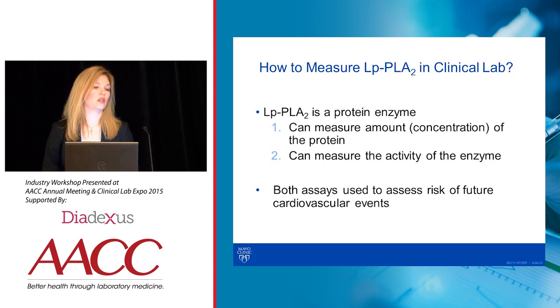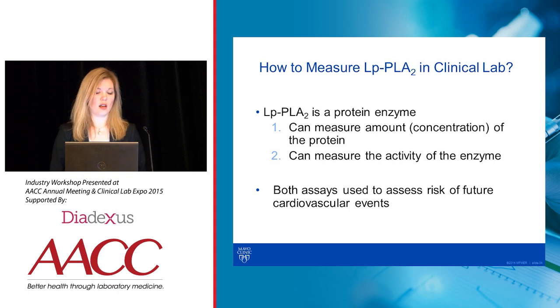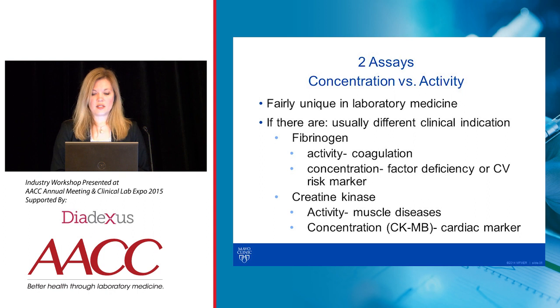So the two clinically available tests for measuring LP-PLA2, as have been already presented before, are: we can measure the concentration, the amount of protein in circulation, but we can also measure the enzyme activity, and that's the assay that we're focusing on today. But it's interesting that both of these assays are used to assess the risk of future cardiovascular events. I just want to take one slide just to say how unique this is actually in clinical medicine. Usually we pick one strategy or the other for measuring a protein, an enzyme, but in this case we have two different options.